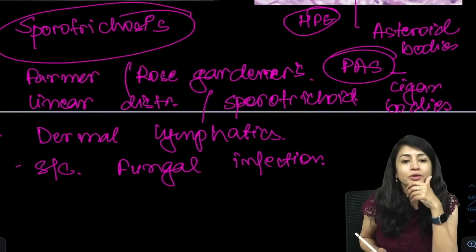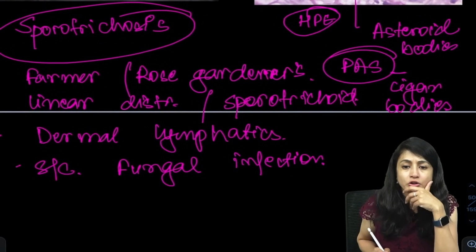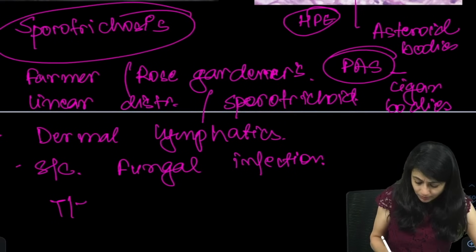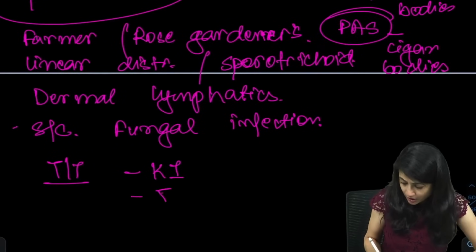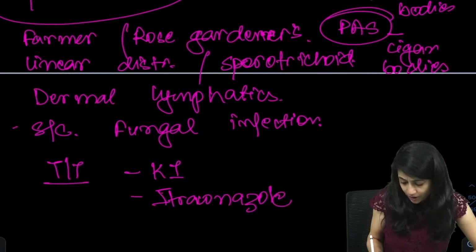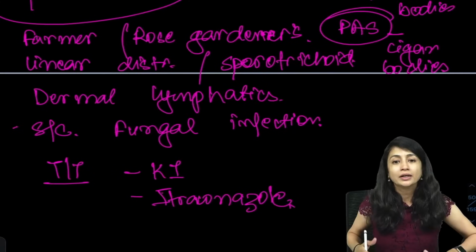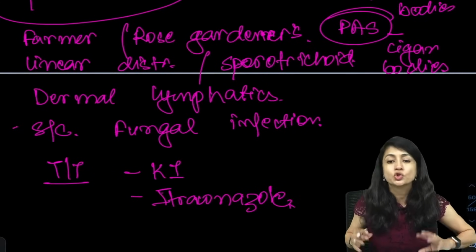If potassium iodide is not there in the option, what other option can you do for treatment? So one is potassium iodide and second is itraconazole. Itraconazole can also be used as treatment, right? What are the other types of subcutaneous mycosis you should be knowing of?